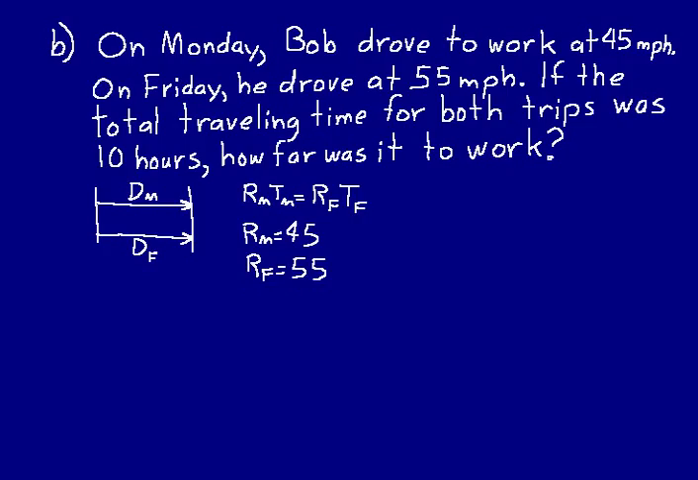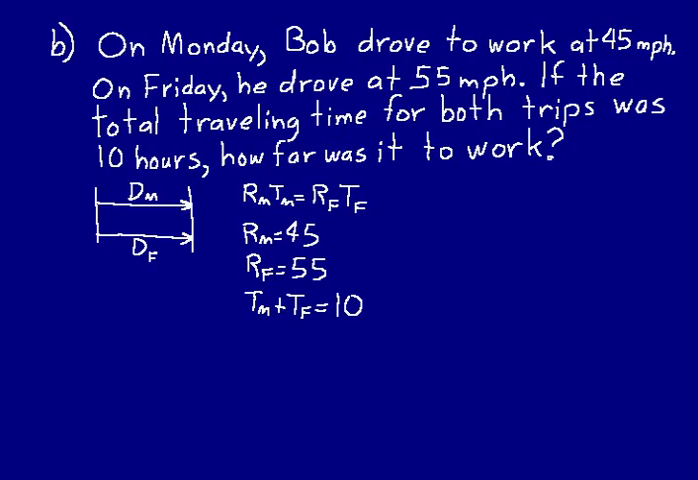The last sentence there says, if the total traveling time for both trips was 10 hours. So that means the time for the trip on Monday plus the time for the trip on Friday totaled up to 10 hours. How far was it to work then? Well, let's substitute back into the RMTM equals RFTF, and we'll solve for one of the times. Once we figure out one of the times, we can solve for the distance, because distance equals rate times time.